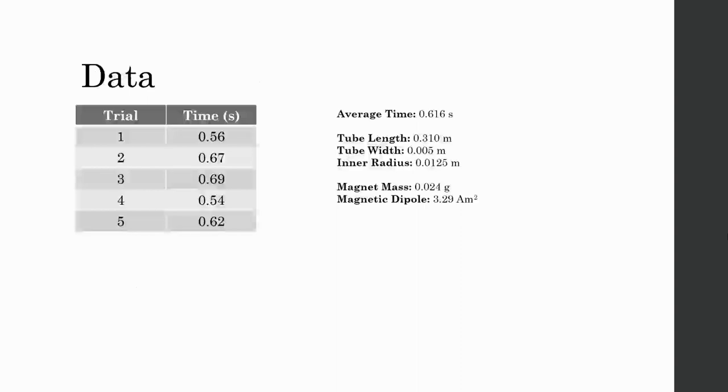Here are the recorded times that it takes for the magnet to pass through the tube. The average time is 0.616 seconds. The length, width, and inner radius of the tube were measured, along with the mass of the magnet and the magnetic dipole, which is from Lab 2 of Physics 2212. This information is used to code for the computational model.